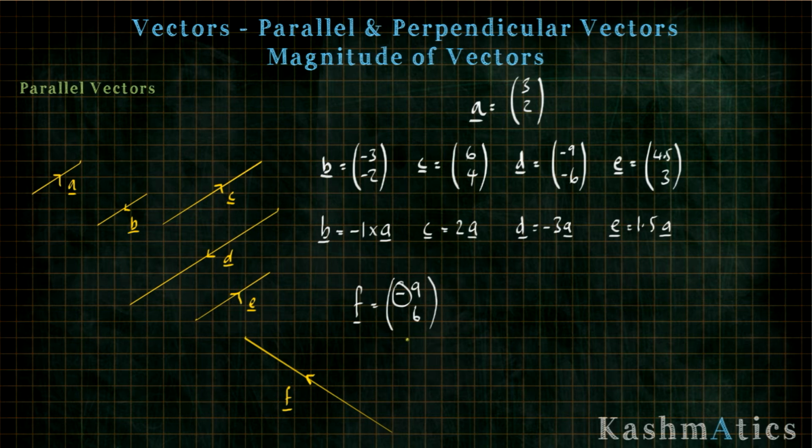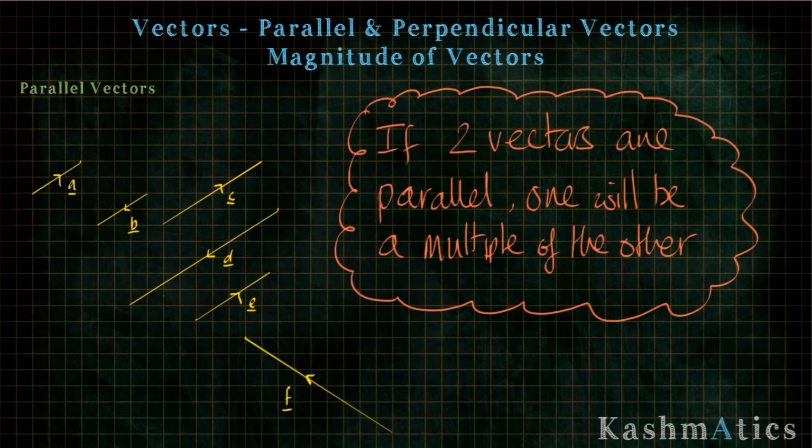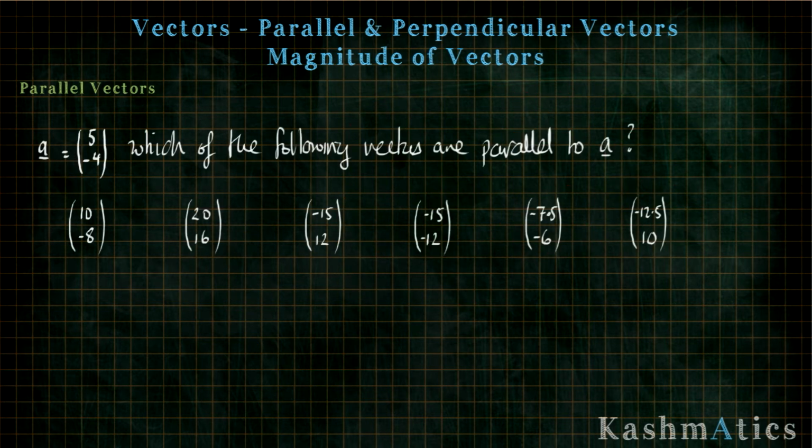So let's summarize what we've got. If 2 vectors are parallel, one will be a multiple of the other. What I've got here is a question for you to try. Vector A is 5, minus 4, and what I want you to do is work out which of those 6 vectors is parallel to 5, minus 4. As always, pause the video and I'll go through the answers in a little while.